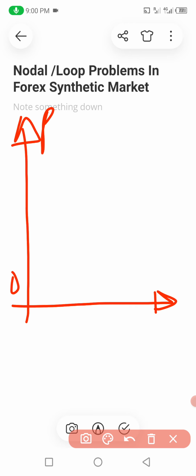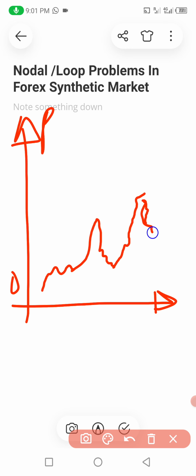Okay, we have a price movement like this. The market goes up and then slightly taps here, and then it goes up, creates a high, and then tries to create some sort of pullback, and then does something like this, and then goes up, comes back, and then goes up.